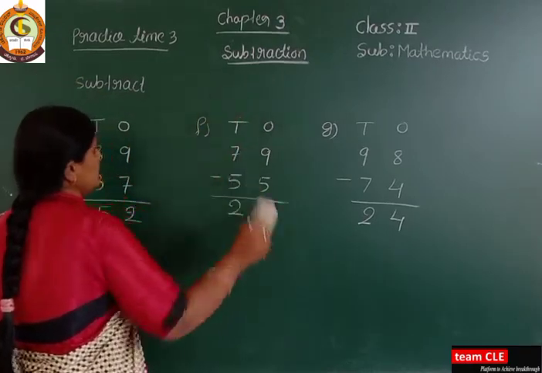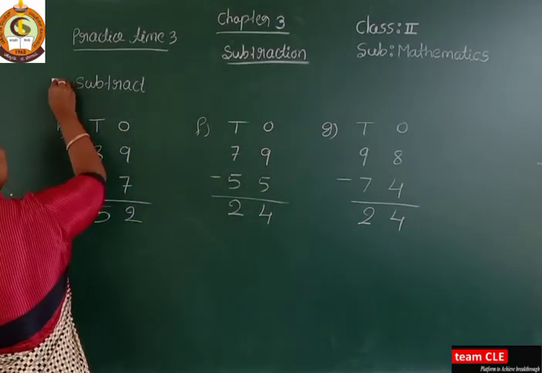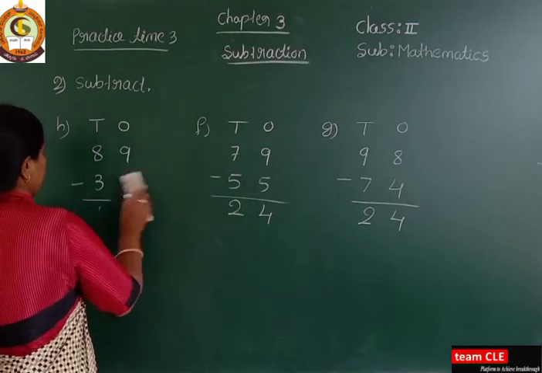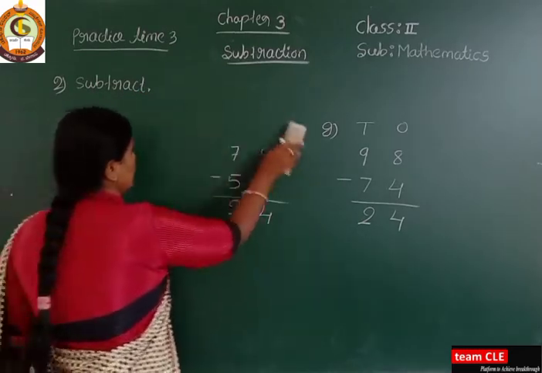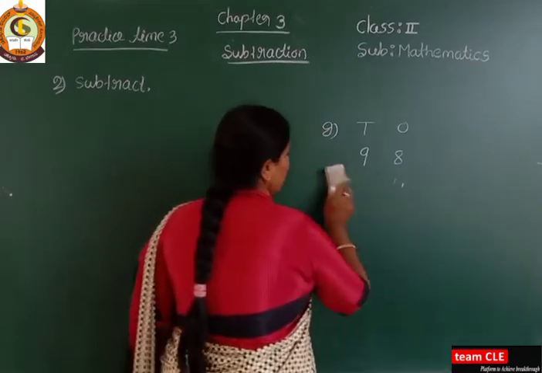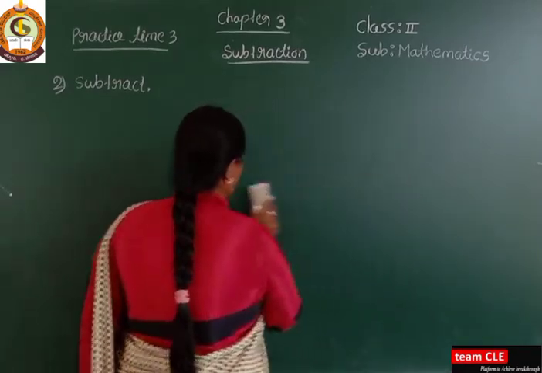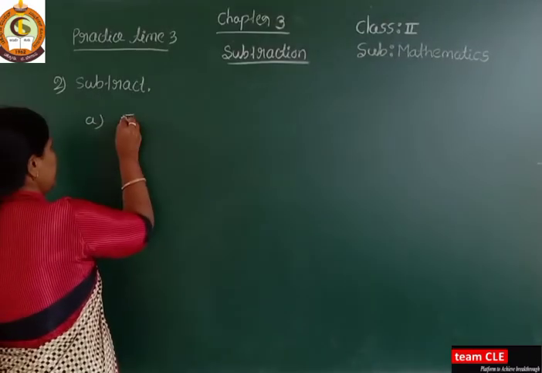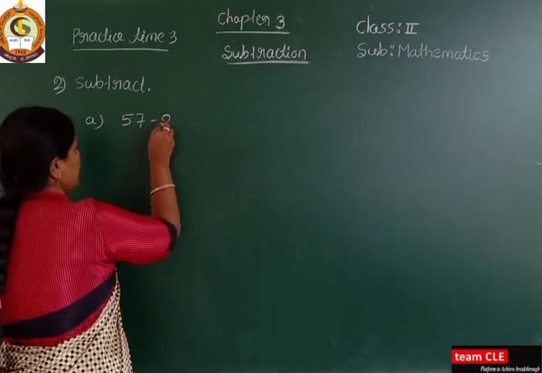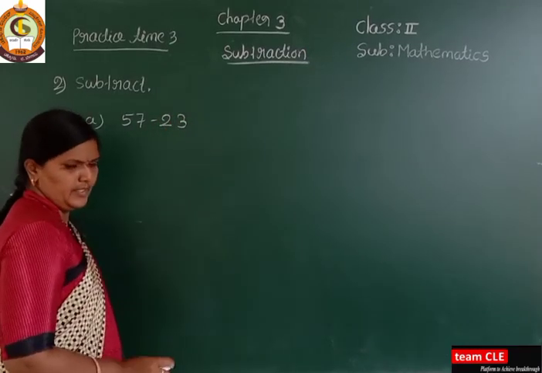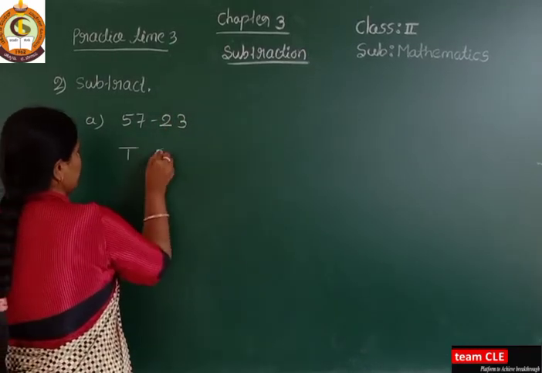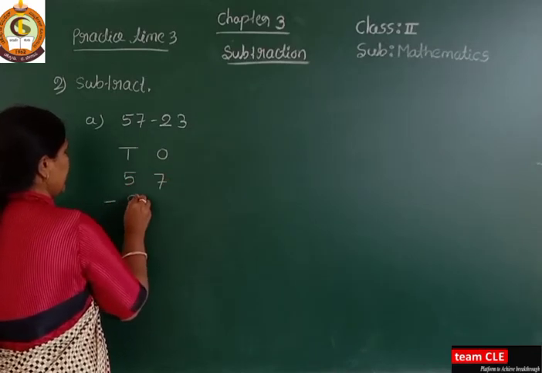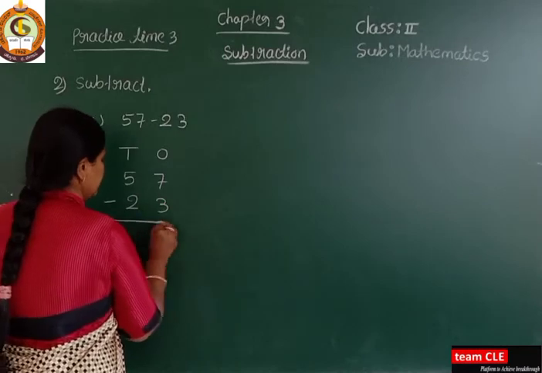Next, the second question is subtract. Just see how to solve these problems. These problems you have to write column-wise first, and afterwards solve. So the first one is what? 57 minus 23. Yes, write it column-wise: tens, ones, 57 minus 23.